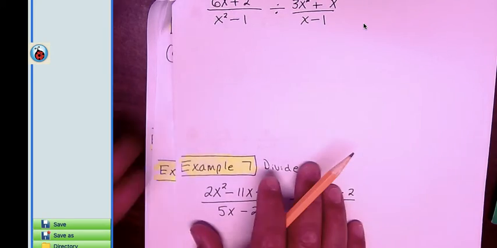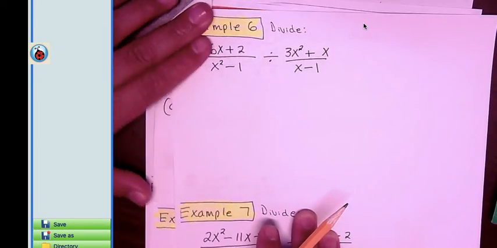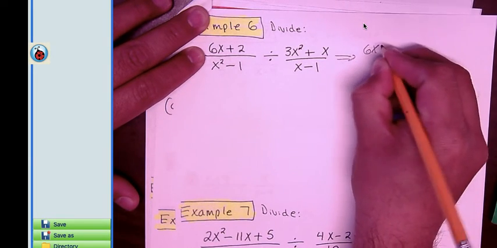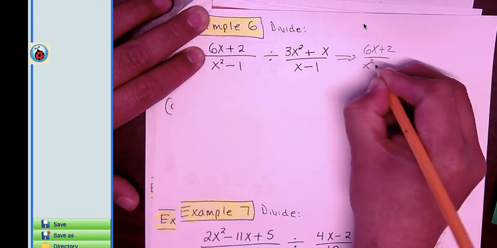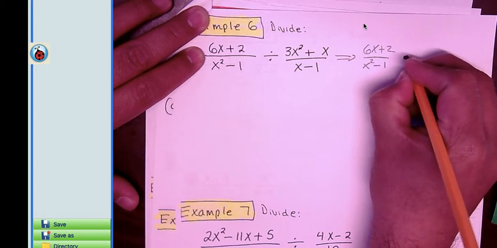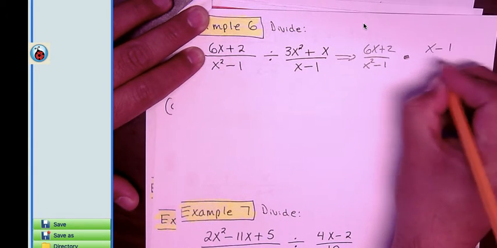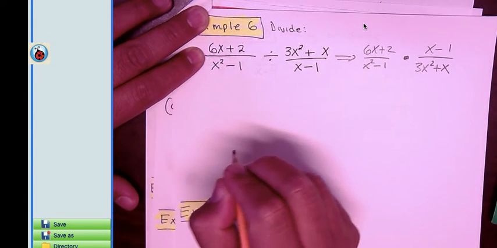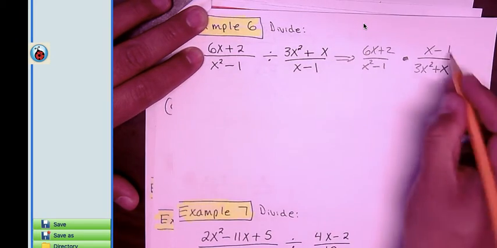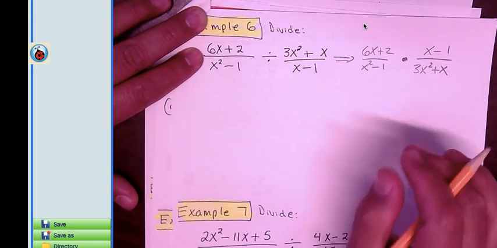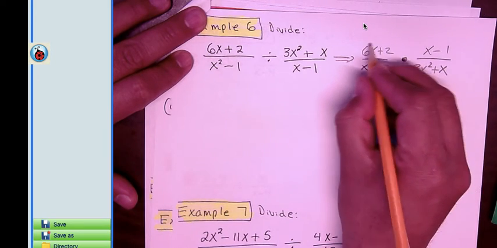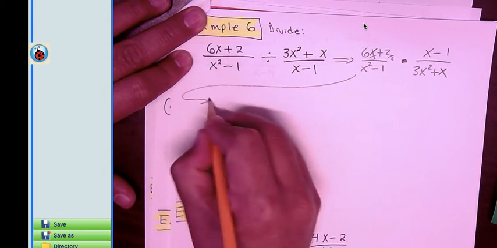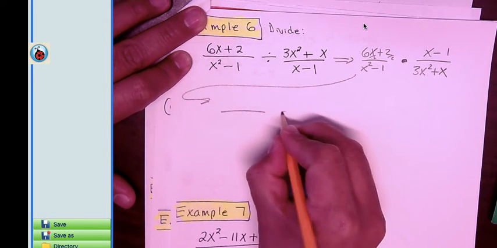Alright, so number 6. So we're dividing again, so let's do the steps. We're going to keep this one. We're going to change that to a multiplication. And we're going to flip this one. So now let's see if we can factor GCF something. From this one, we can GCF a 2. So I'm going to put it here now. Times, and then like that.